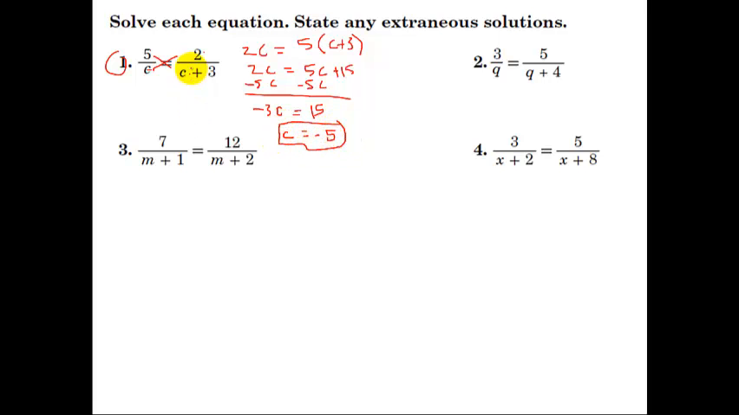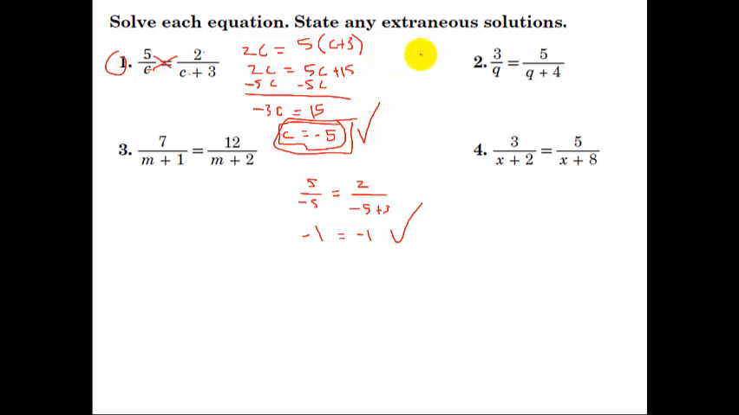Okay, we've got to plug this back in and make sure it worked, yeah? So 5 over negative 5 equals 2 over negative 5 plus 3. This side is negative 1. This side is negative 1, so it works. So c equals negative 5 is a solution.